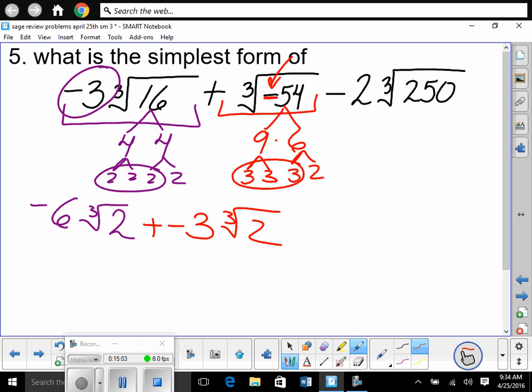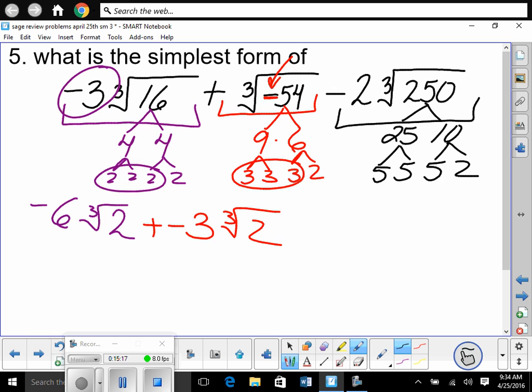Okay, let's keep going though. Let's do this piece now. So we have negative 2, cube roots of 250. Let's do 25 and 10. 25 breaks down into 5 and 5, 10 into 5 and 2. Pulling out roots of 3. So we're pulling out a 5, and isn't there a negative 2 in front? So won't that be negative 10, 5 times 2, and then cube roots of 2.